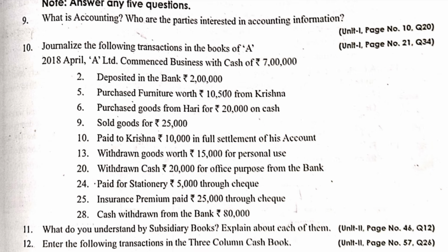Okay, so withdrawn cash for office use. For office use means cash we are receiving. So what will be the journal entry? Cash account debit to bank account, like that. Paid for stationery, so stationery account debit to cash account. Cash is going out, right?